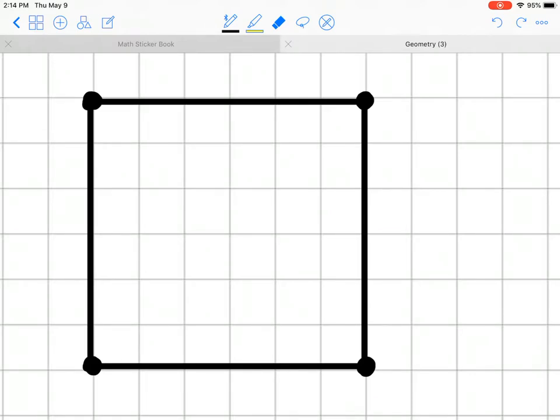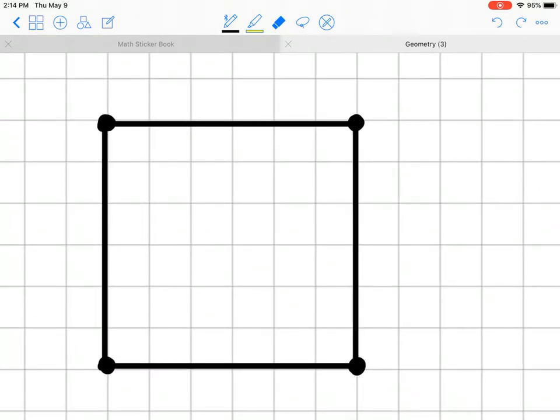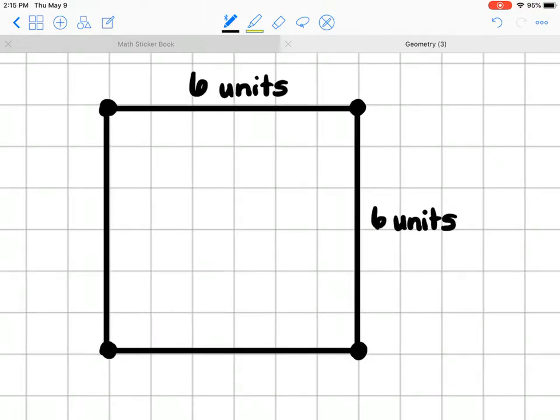And how do I know that it's a square? Well, we can count. 1, 2, 3, 4, 5, 6. So I'm going to say that this is 6 units. And let me take these out. And I won't draw those in, but you can count with me. 1, 2, 3, 4, 5, 6 units. Count the bottom. 6 units.